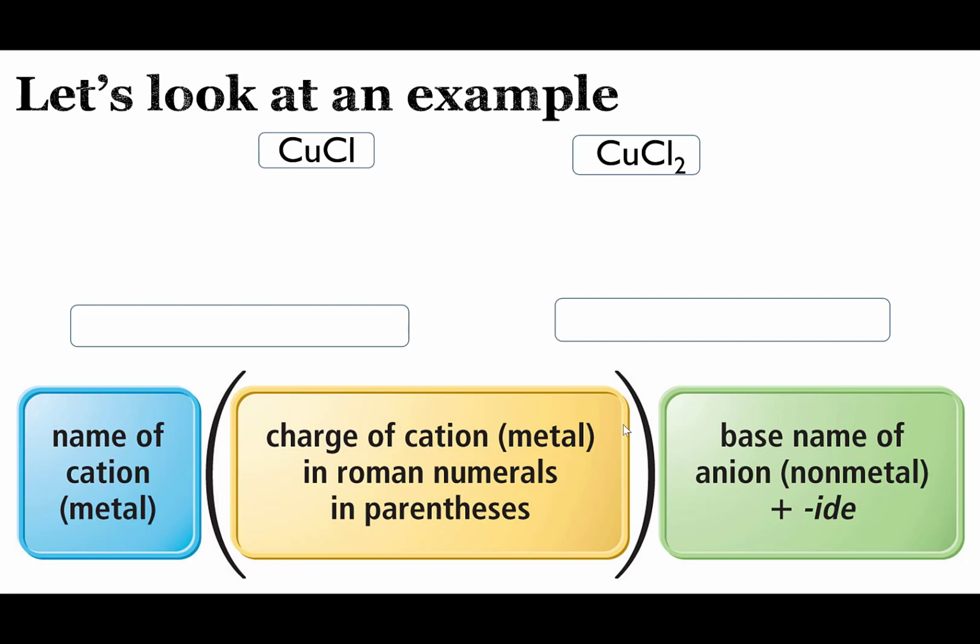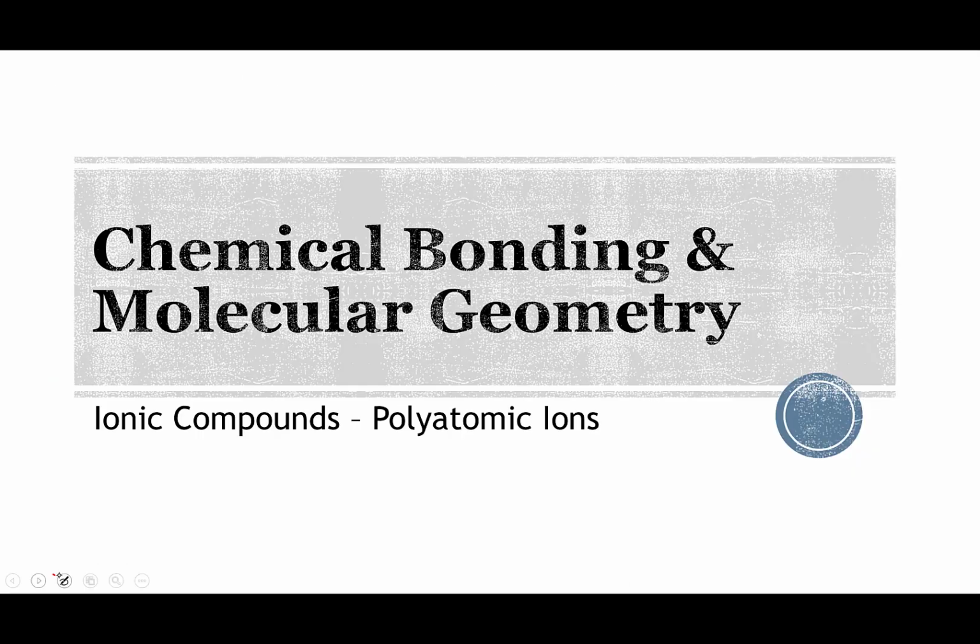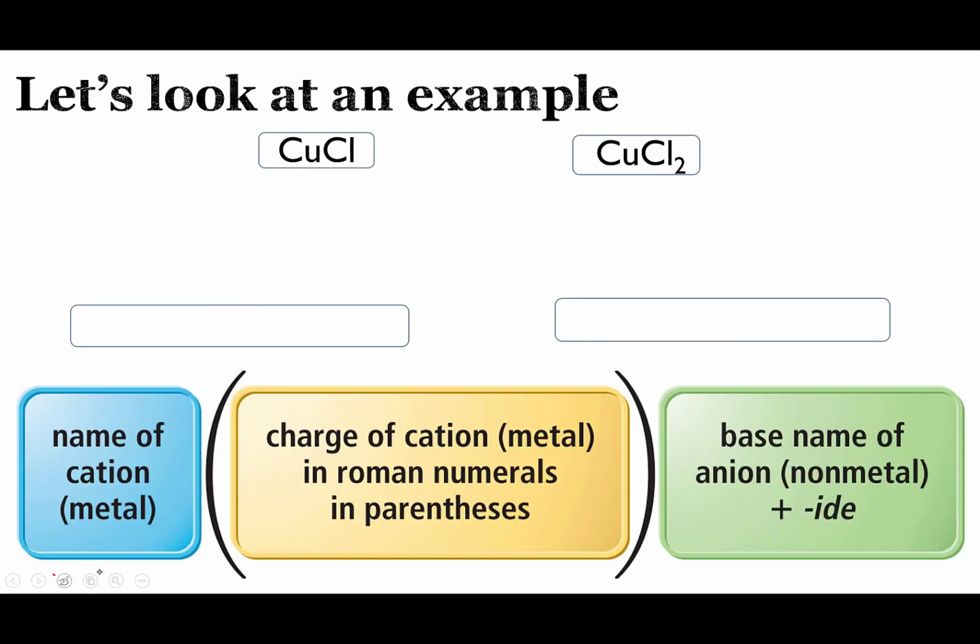To name this first guy here, we are going to take first the name of the metal. So I'm going to write down the name of the metal. Copper. Then I'm going to write the base name of the nonmetal and add IDE. So that's chlorine. So I'm going to write chloride. Okay. So far the same.